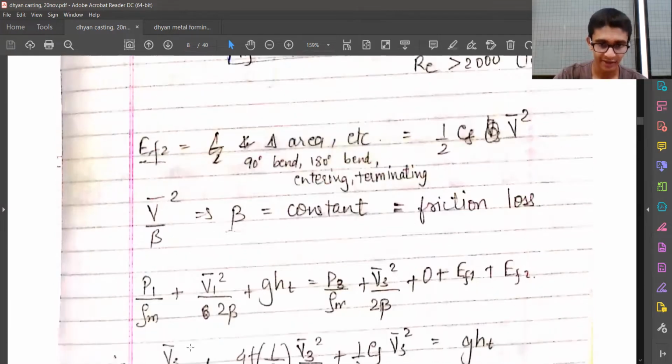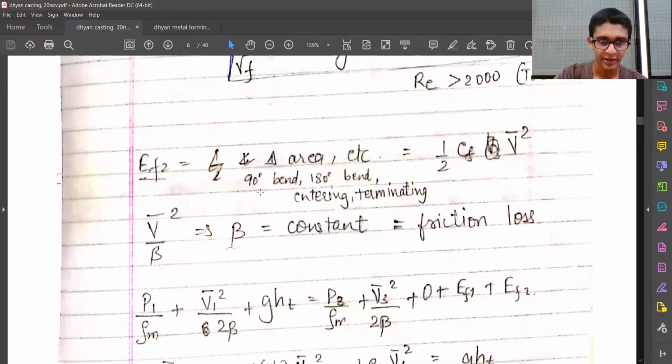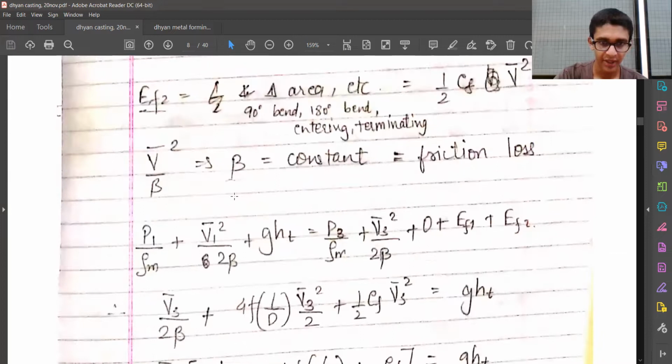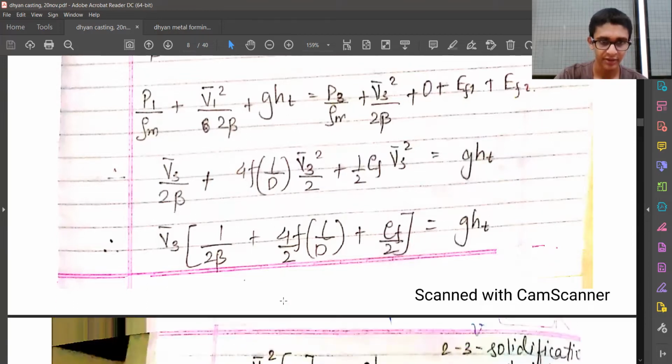Now we'll write the equation again between location 1 and location 3. But at location 3, we are having some extra losses. All the energy is not available in the fluid. This is the energy in the fluid plus the losses which have occurred, EF1 plus EF2. Now EF1 and EF2 which we have defined will be entered in this equation. I have entered, the extra terms go off, and this is what we have finally. The simplification is simple. It's not that tough.